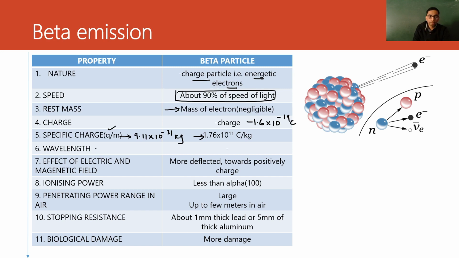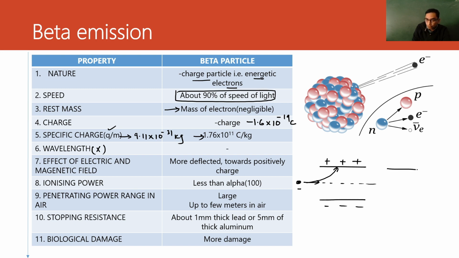Since we are not considering the electron as a wave in this chapter, we are not going to calculate its wavelength. The effect of the electric and magnetic field is actually very easy to understand. Suppose this is a positive plate, this is a negative plate, and if a beta particle which is negative in nature would want to go straight, it will be deflected towards the positive plate because it is itself a negative one, right?